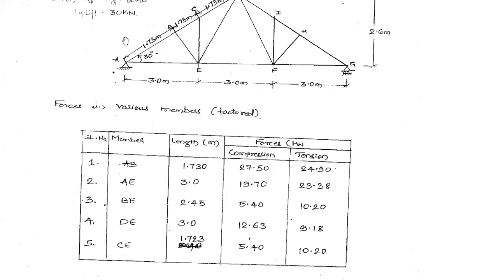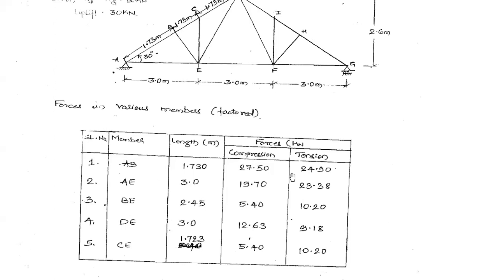Considering wind from different directions, you'll come across these results. At some point of time, it will be experiencing compression; at other times, it may be under tension. The magnitude of force it will be subjected to is this 27.5 kilonewton compression and 24.9 kilonewton tension. Similarly, for the other members also, the forces under compression and under tension are given in this table. So now we need to design these members for the forces mentioned here.